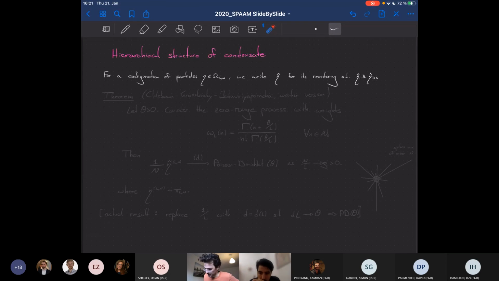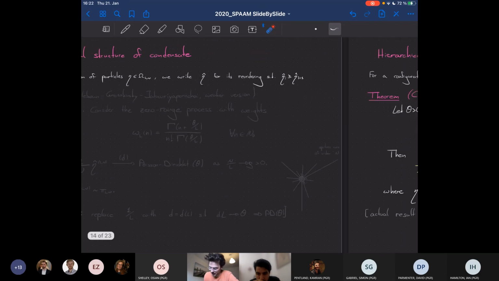Okay, just a quick notation. If you have a configuration eta in Omega_{L,N}, so L sites with N particles, we can write eta hat for the reordering. So now we just reorder our configuration. On the first index, we have the largest occupation number, so the largest number of particles we will observe in the system on one site. Second index, the second largest number.